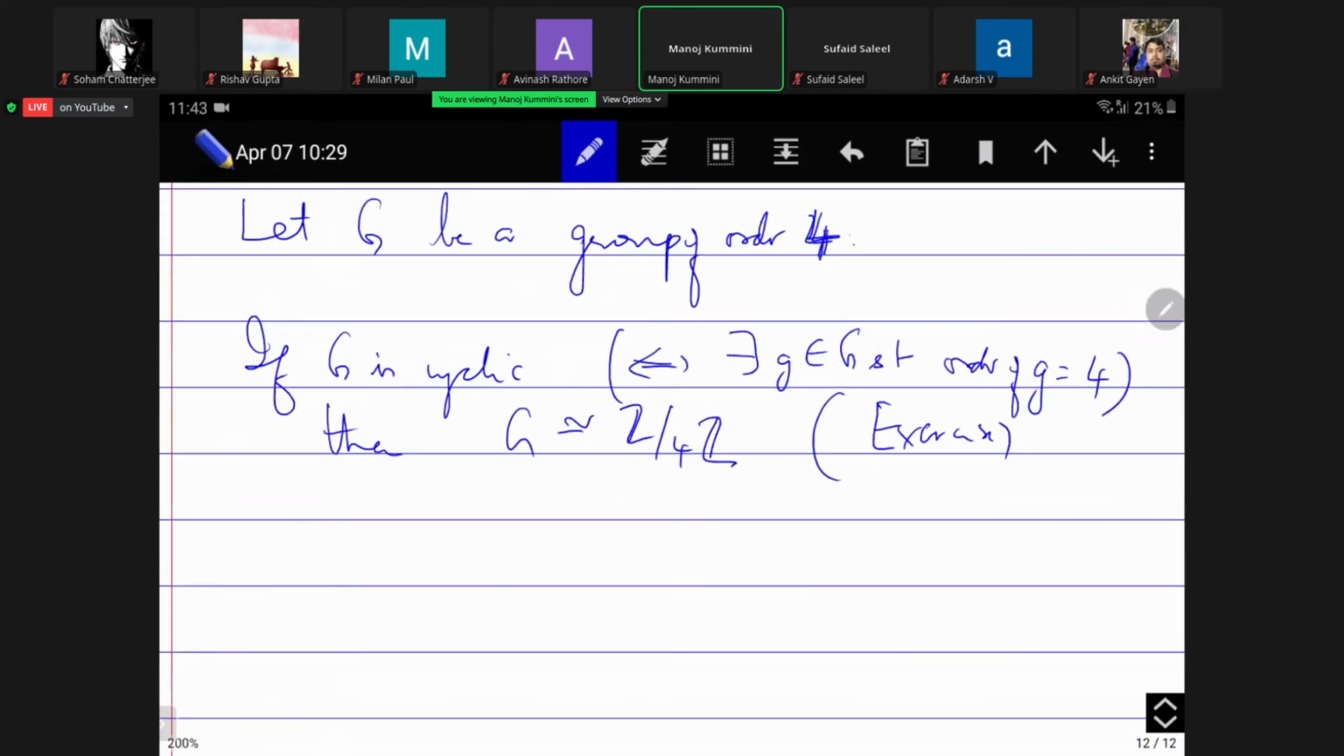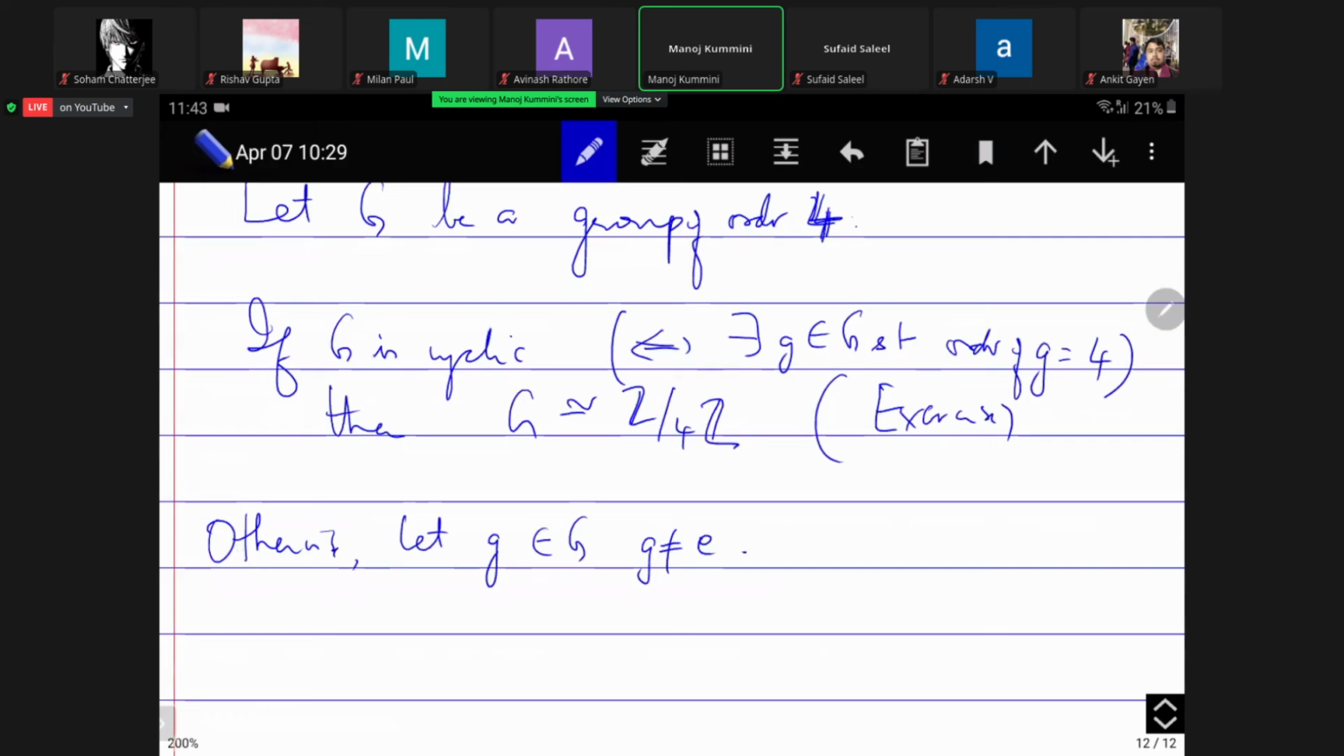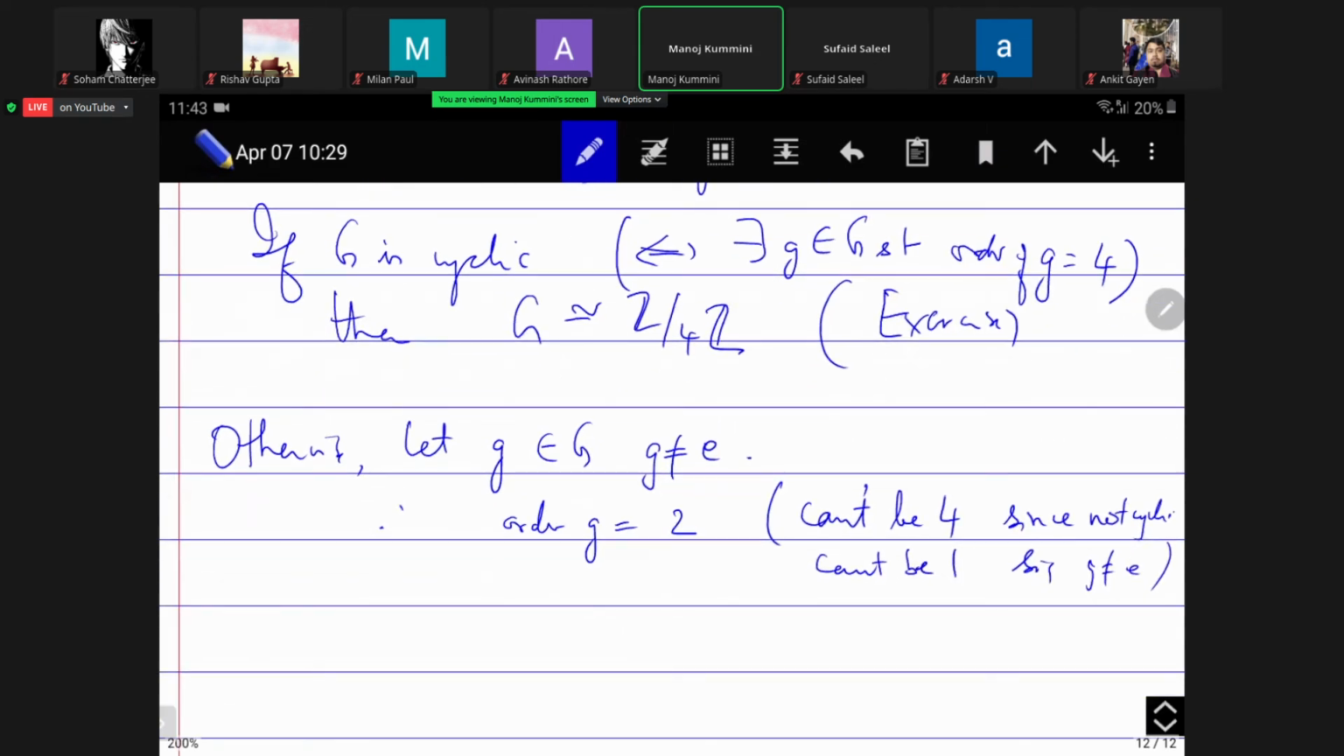Otherwise, let g be not equal to identity. This means that the order of g equals 2 because it has to divide 4. It cannot be 1 because it's not identity. It can't be 4 since G is not cyclic. And it can't be 1 since g is not identity. So it has to be a divisor of 4, and the only thing left is 2.